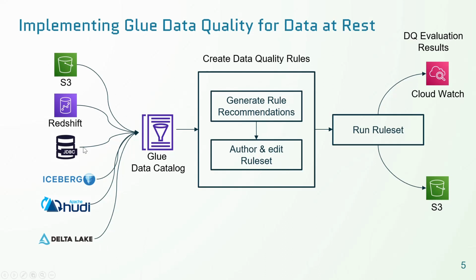Once these data sources are cataloged in the Glue Data Catalog and tables are created, as a next step, you can go ahead and create the data quality rules. First, we can get the rule recommendations from Glue Data Quality. On top of that, we can make edits and finalize the rule set. Once the data quality rule set is finalized, we can go ahead and run the rule set, and the output of the rule set, which is the data quality evaluation results, can be stored in CloudWatch and S3.